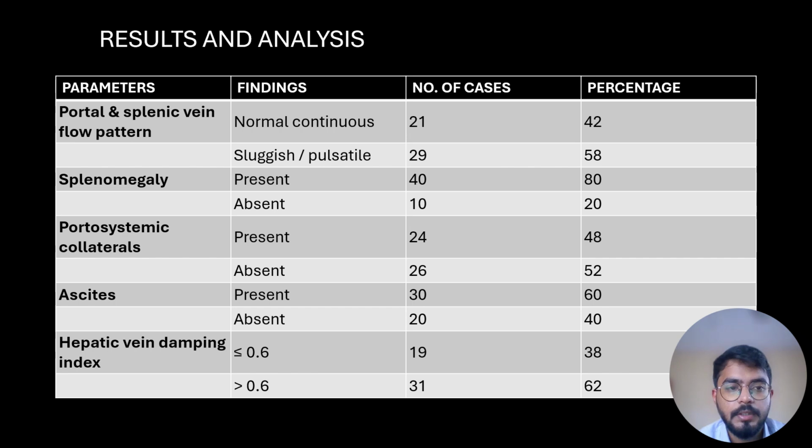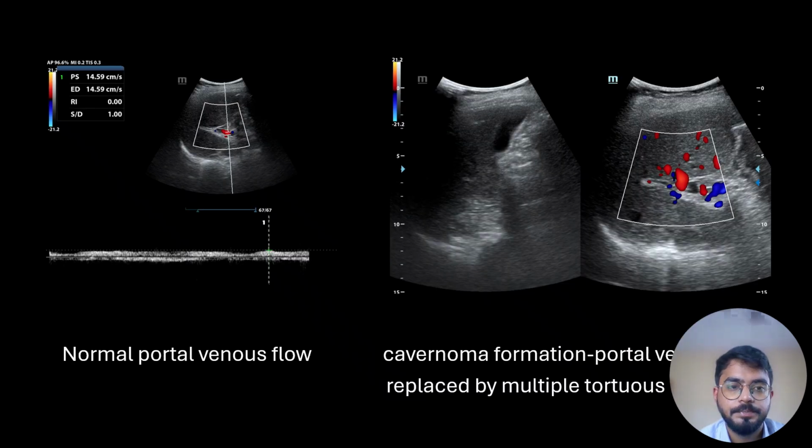In 58% of cases, portal and splenic vein show sluggish or pulsatile flow, and in 80% of cases, splenomegaly was present, and in 48% of cases, portosystemic collaterals were present. In 60% of cases, ascites is present, and in 38% of cases, hepatic vein damping index was less than 0.6, and in 62% of cases it was more than 0.6.